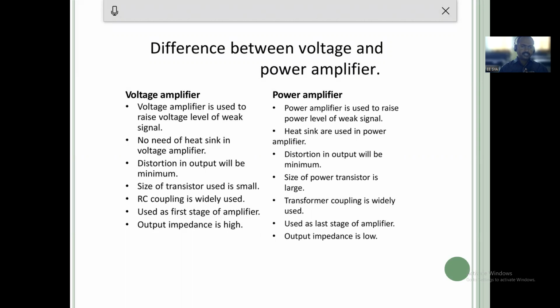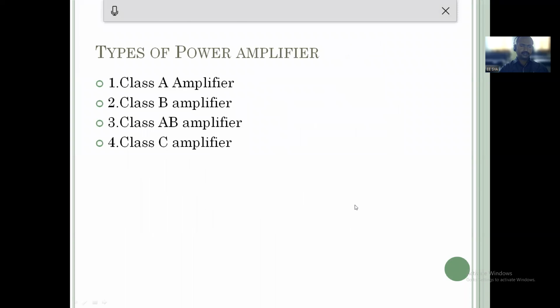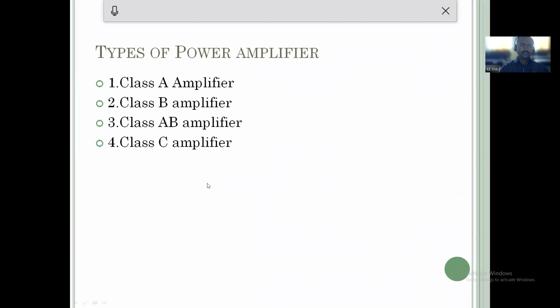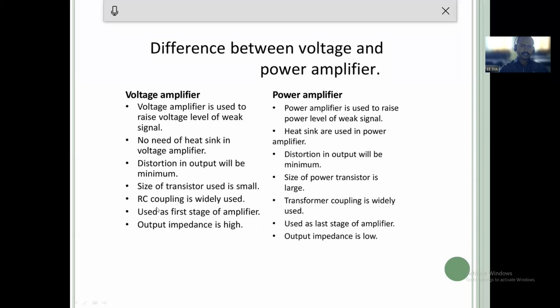Normally, in case of a voltage amplifier, there should be RC coupling, right? RC coupling is used, meaning this is an RC coupled amplifier, right? RC coupled means resistance and capacitor are used for the coupling of one stage to another stage, that is called RC coupled. This is used for the purpose of a voltage amplifier, right? Here transformer coupling is widely used.